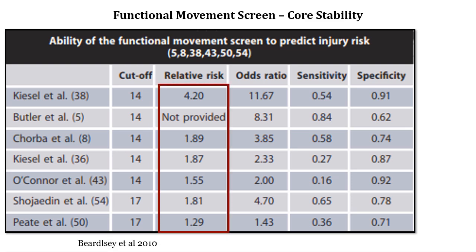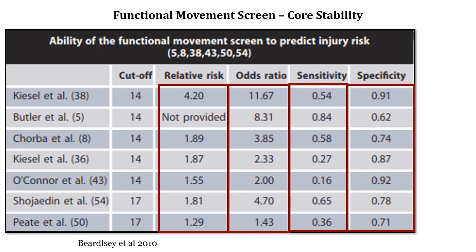All right, so, the ability of the tool to predict injury. You can see the cutoff scores are consistently around 14. There are a couple of studies that have looked at higher scores, and the overall odds ratio of subsequent injury is anywhere between 1.5 to 11 times more likely. This is dependent not only on the demographic, but also on the researcher involved here. You can see the sensitivity and specificity values also shown.